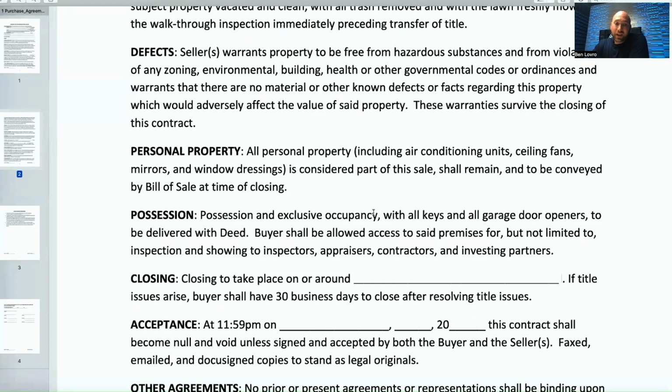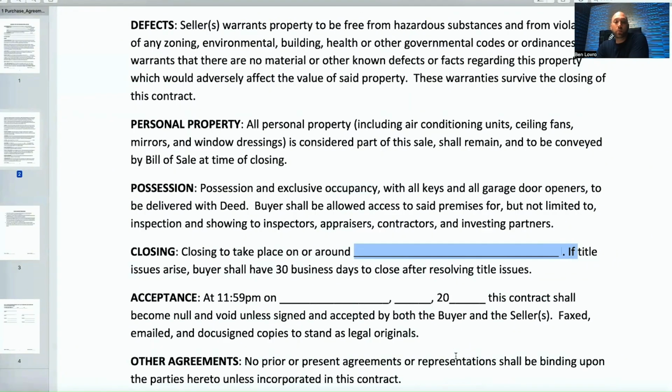Possession of the property, exclusive occupancy. This is just saying, hey, at the time of closing, keys, garage door openers, and any other tools that could be used to access the premises would be delivered at the time of closing, right? Closing to take place on or around: we usually put 30 business days, giving us an ample amount of time to line up the buyer, get everything together, get funds in escrow, and get the property closed.